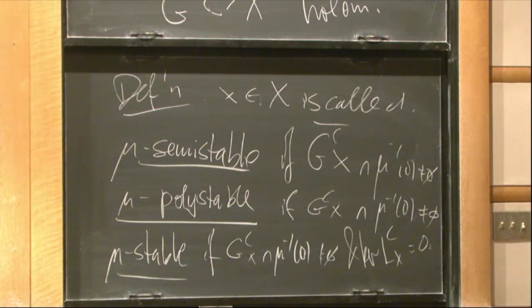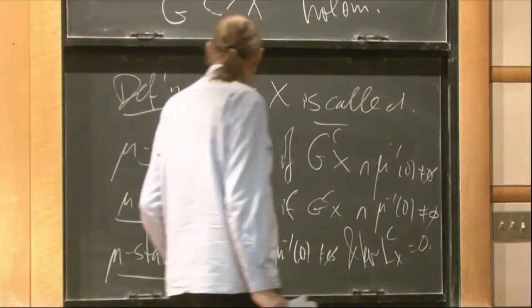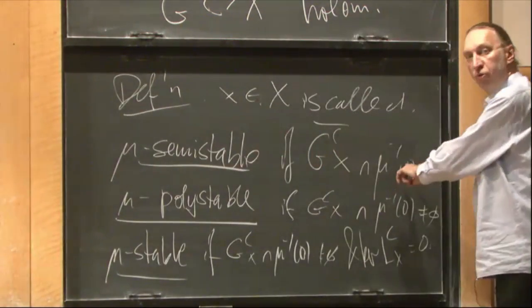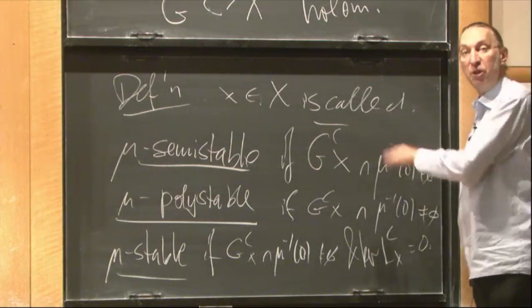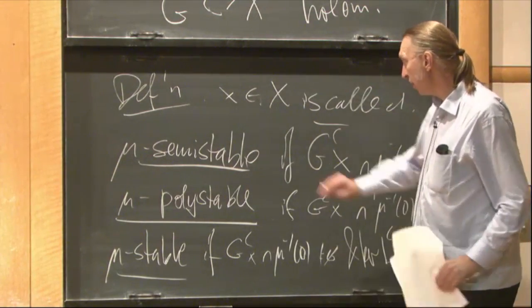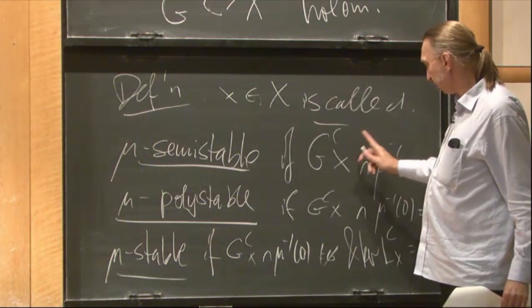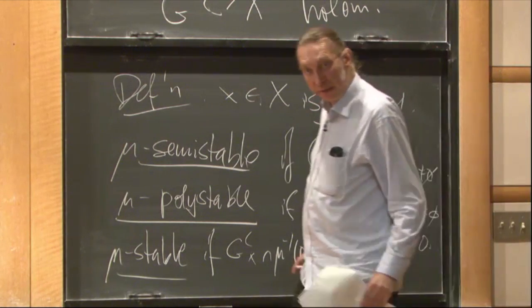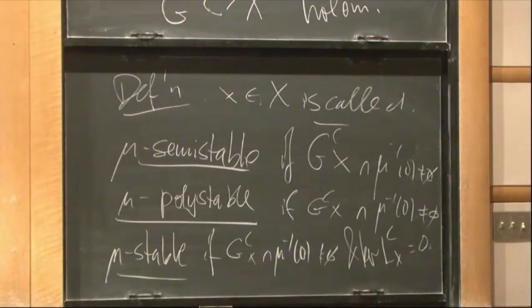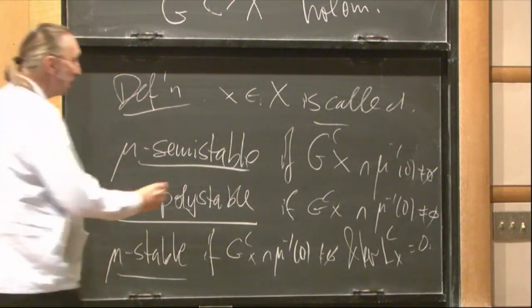What's the difference between semi-stable and polystable? The closure only has to go through mu inverse of 0. The orbit itself doesn't even need to go through it. And semi-stability also does not have any condition on the isotropy subgroup. Yeah, the bar is absolutely important.